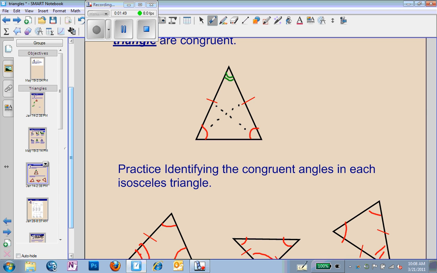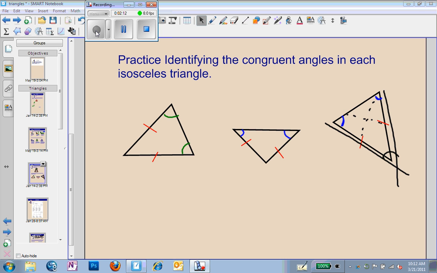Another way to think about it is that the angle that's not congruent is the one where the 2 congruent sides meet. So when the 2 congruent sides come up here to meet, they form an angle that's not congruent to the others.